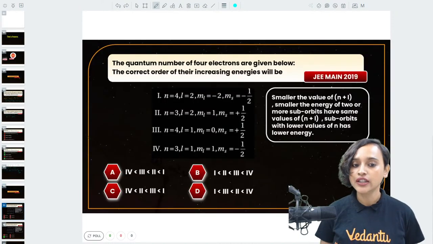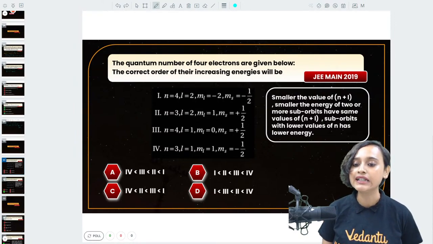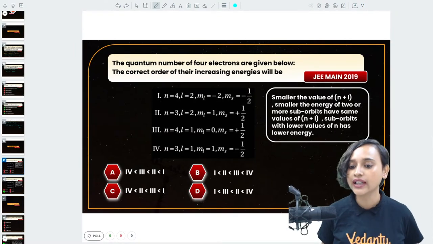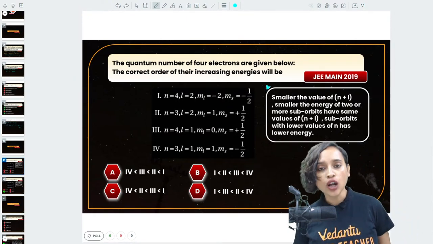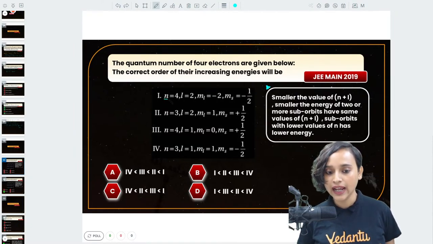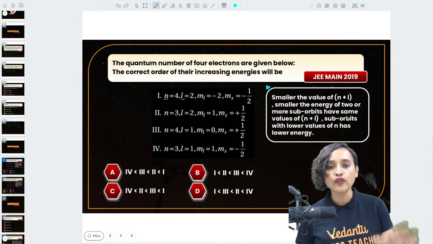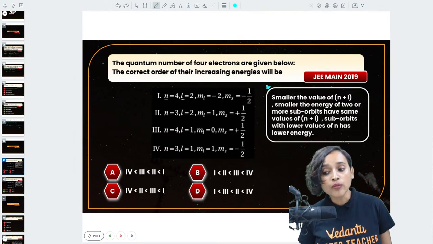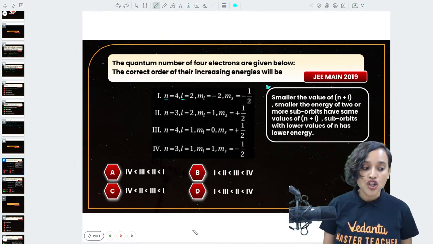The question is, the quantum numbers of 4 electrons are given below, and the correct order of their increasing energies will be. In fact, the hint is right here, although it's not a part of the question, but I've written the hint. The hint is, smaller the value of n plus l, if you add n, the principal quantum number, and l, the smaller the energy. If two or more suborbits have the same values of n plus l, suborbits with lower values of n have a lower energy.